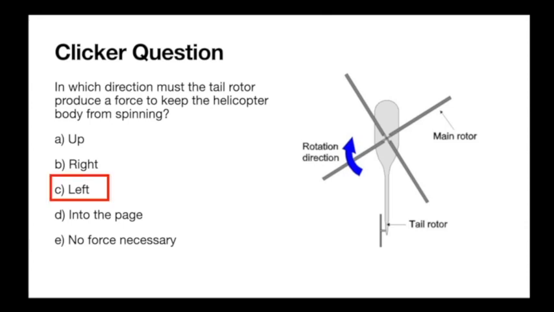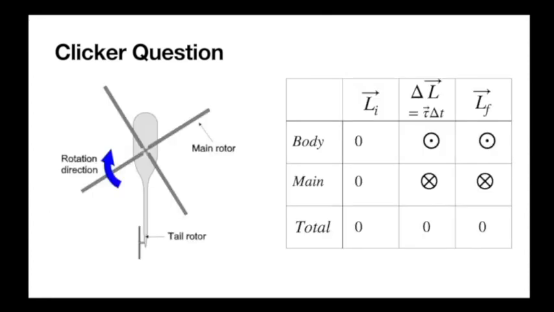Okay, so the answer is C, left. Let's figure out why. So first, let's look at the situation where the tail rotor is not doing anything. So in this case, we'll say the helicopter somehow has no initial angular momentum. So we launch the helicopter from a catapult, and it's just in the air, not spinning, and then we fire up the rotors. But this would be the same thing as if they were already going, and we just increase the speed. We're just going from some smaller angular speed to some larger one.